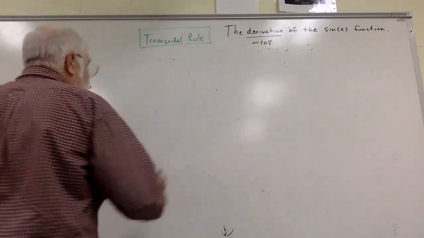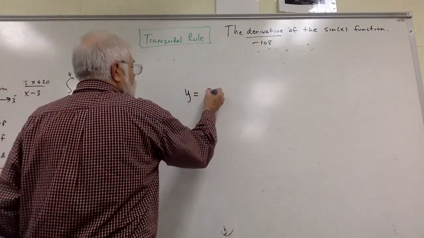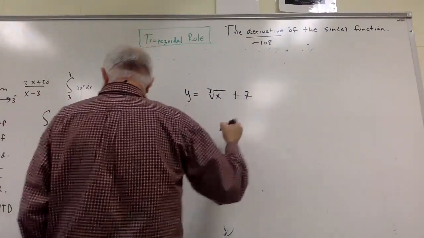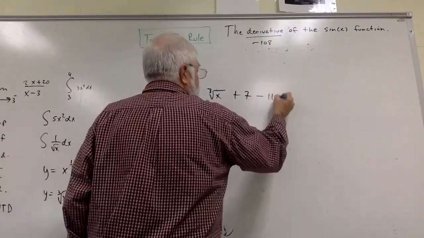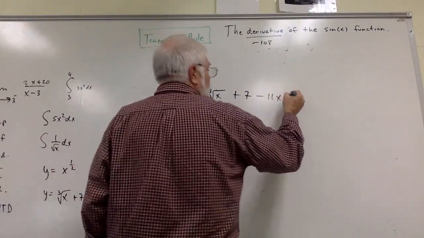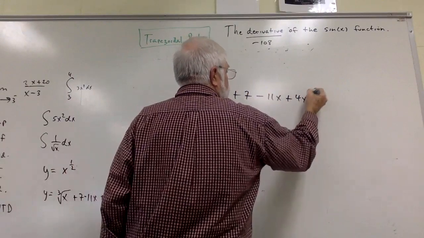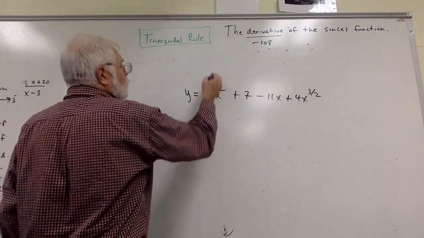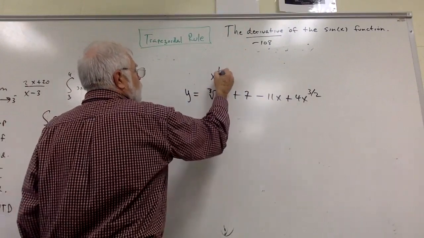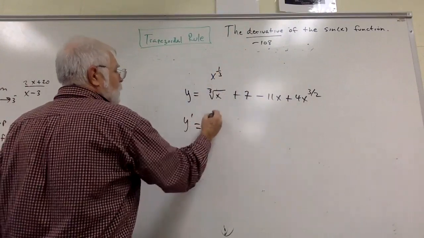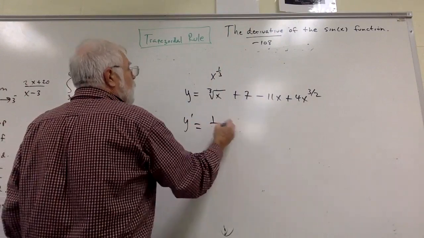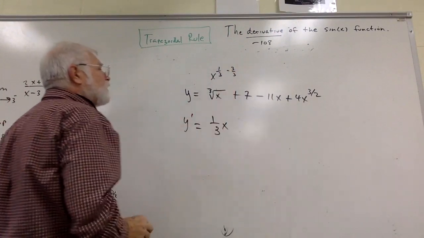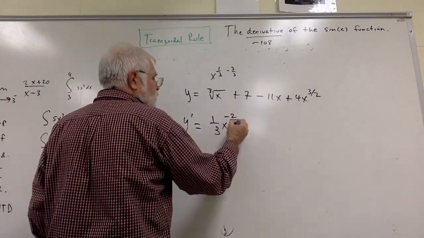All right, so let's take a derivative. Y equals the cube root of x plus 7 minus 11x plus 4x to the 3/2. You can pause it, do it. All right, we're just going to do it. So I'm going to rename cube root of x as x to the 1/3. So what's y prime? 1/3. X to the subtracting 1 is subtracting 3/3. If I subtract 3/3, negative 2/3.